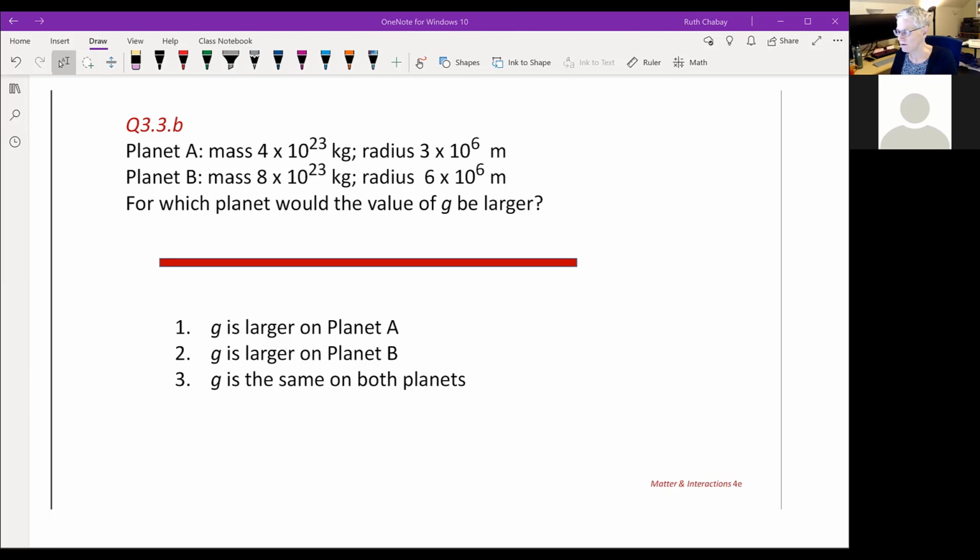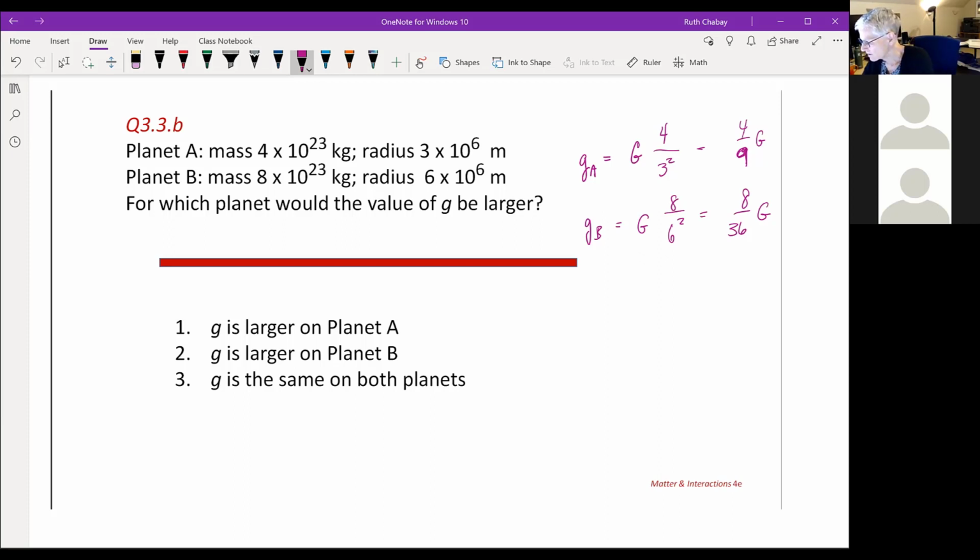So let's do one more example of this proportional reasoning, which is so important in these cases. For planet A, we'd get G times, we're going to ignore the powers of 10 because they're going to cancel out, 4 over 3 squared. So we get 4/9 times G. Planet B, we have G over 8 times 6 squared, which is 8/36 G.